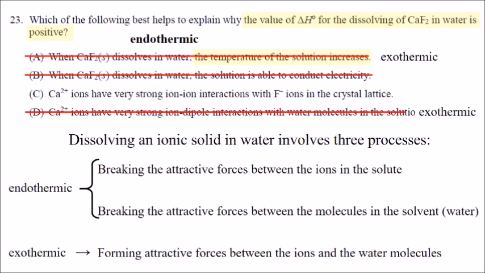The reason why the correct answer is C is because if you're breaking strong ion-ion interactions between calcium ions and fluoride ions, that would be an endothermic process.